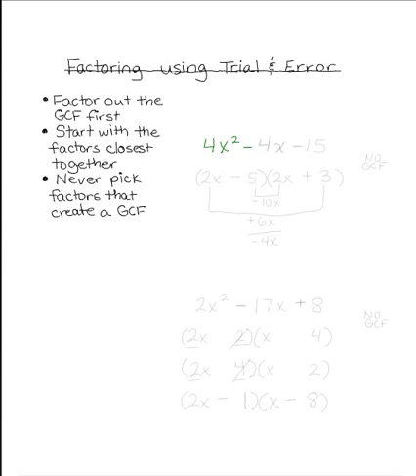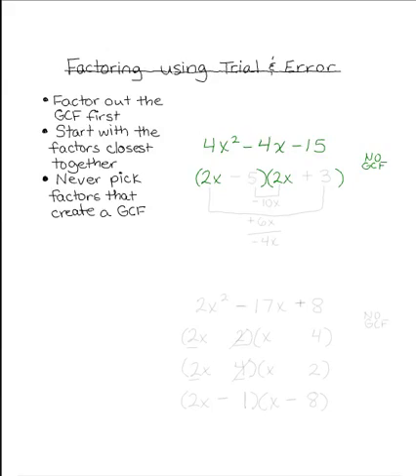4x squared minus 4x minus 15. Okay, first notice that there is no GCF for this problem. So we'll move on to setting up our parentheses. The factors closest together for 4x squared would be 2x and 2x, so that's what I'll put in the front of each parenthesis.